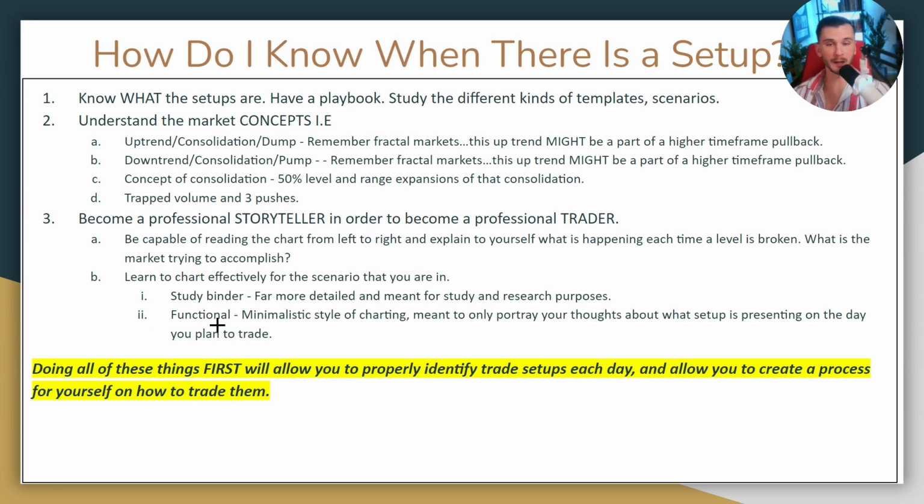A functional style of trading is more minimalistic. You are looking to only put the details up there leading into your trade setup that you need in order to take that trade. You might be able to see all the details with your own eyes and your own brain, but you don't necessarily need to put them all up there and make your chart super hectic.